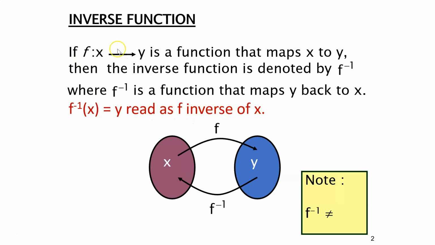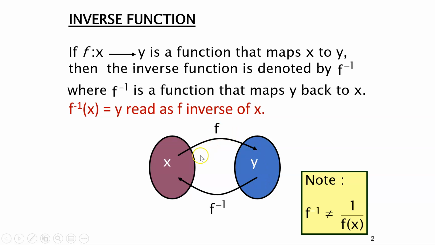Originally we have this one, f(x) equal to y. For the inverse function, it will map the y back to x. So dia akan patah balik y ke x. So originally, when we see this diagram, you have x value over here, or your domain, and you have y values, which is your range or your output, right?